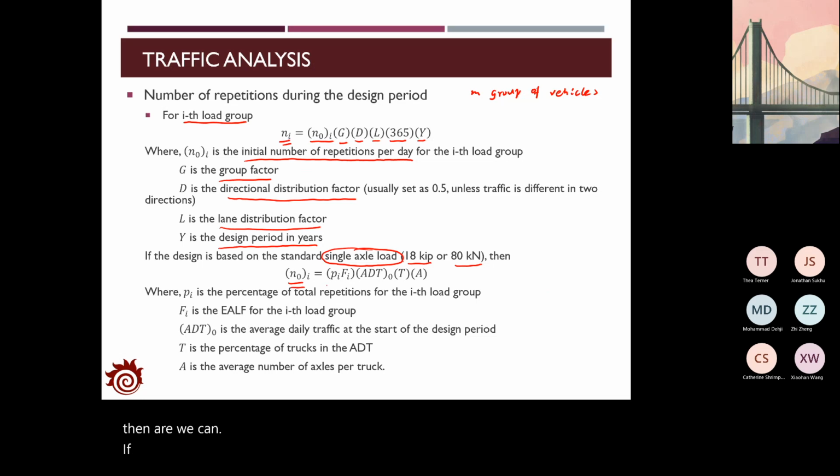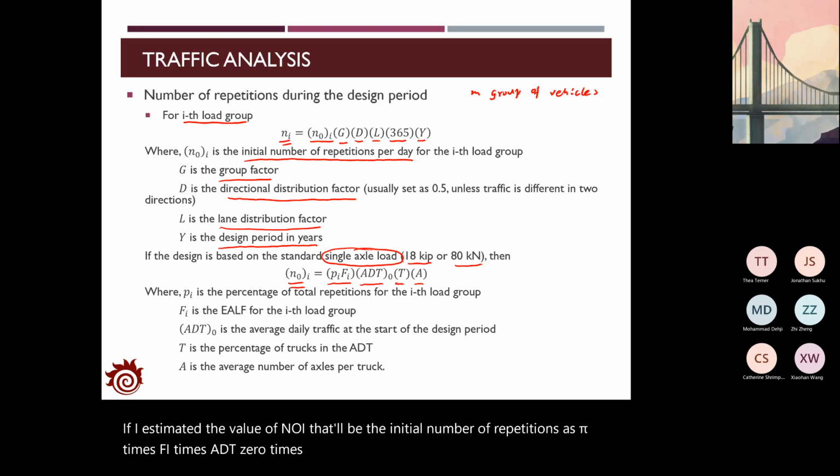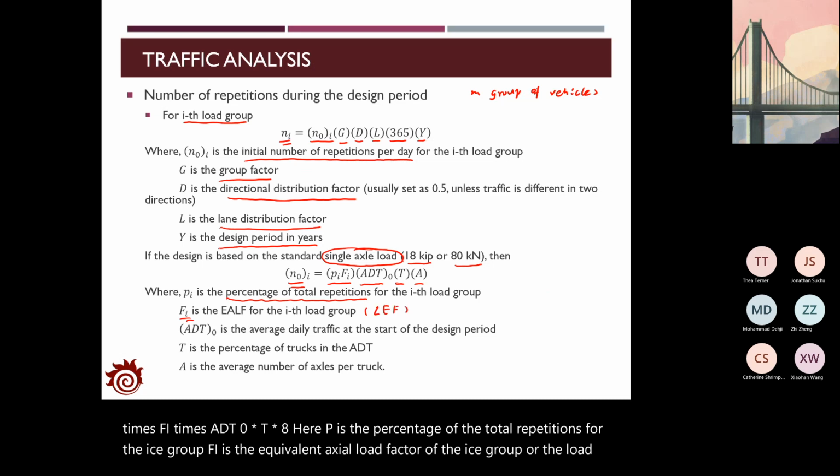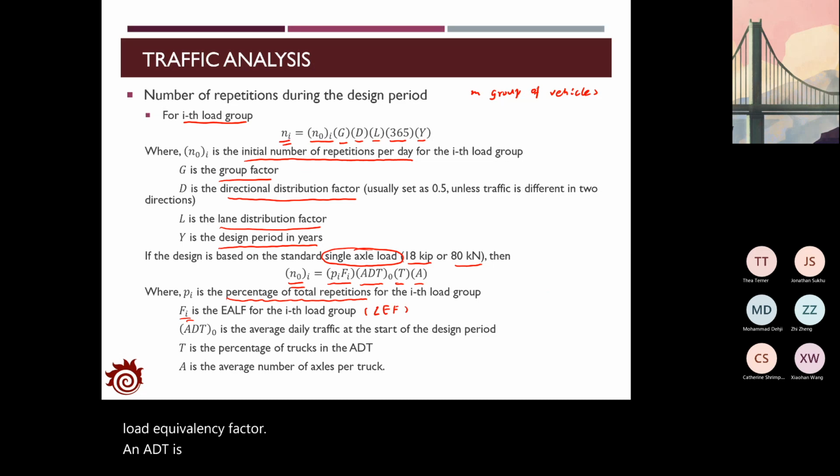estimate the value of N0i, the initial number of repetitions, as Pi times Fi times ADT0 times T times A. Here, Pi is the percentage of the total repetitions for the ith group. Fi is the equivalent axle load factor of the ith group, or the load equivalency factor. And ADT is the average daily traffic. How many vehicles in this group were traveling on the pavement every day?